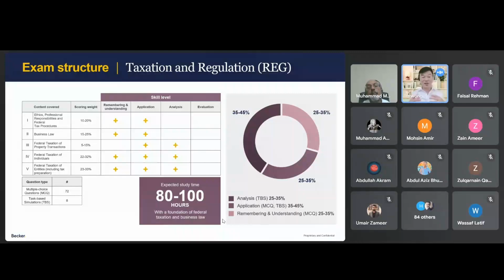Again, they're not testing you as a tax specialist, so the tax knowledge that you need for this exam is quite basic. They will also test you on business law and professional responsibility as a tax preparer. So 80 to 100 hours of study time is expected on this one.